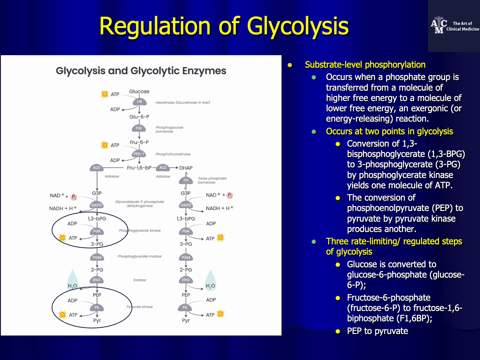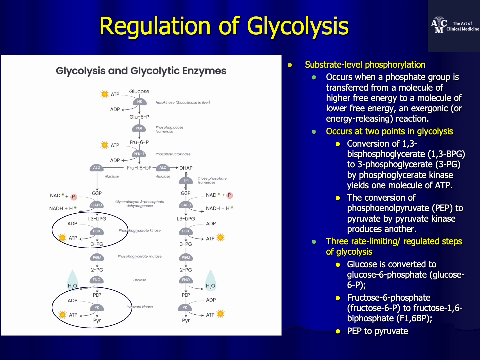So let's focus on a couple of things here on where there's regulation in glycolysis. Glucose comes down, as you see here, and breaks down into 2 different pathways. But the ones in the circles are the major substrate level phosphorylation steps. The conversion of 1,3-BPG, which is 1,3-bisphosphoglycerate, to 3-phosphoglycerate, as shown in the first circle, and the second circle, which is the conversion of phosphoenolpyruvate to pyruvate by pyruvate kinase.